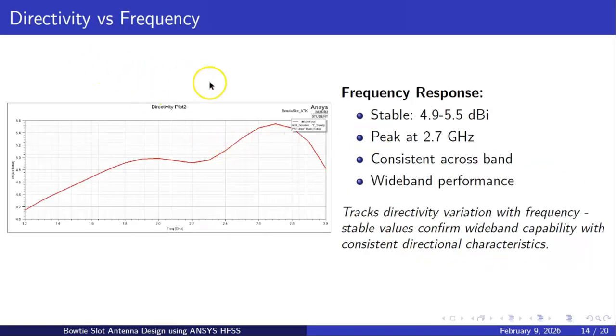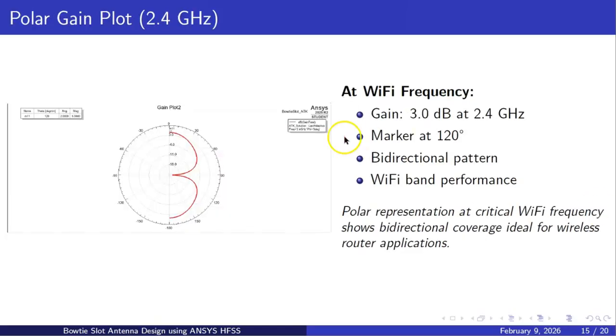This plot tracks directivity variation with frequency. The directivity remains stable between 4.9 and 5.5 dB across the entire band from 1.2 to 3 GHz with a peak at 2.7 GHz. These stable values confirm wideband capability with consistent directional characteristics. At the critical Wi-Fi frequency of 2.4 GHz, our antenna maintains a 3 dB gain with bidirectional coverage. The polar representation shows the pattern characteristics with a marker at 120 degrees. This bidirectional coverage is ideal for wireless router and access point applications.